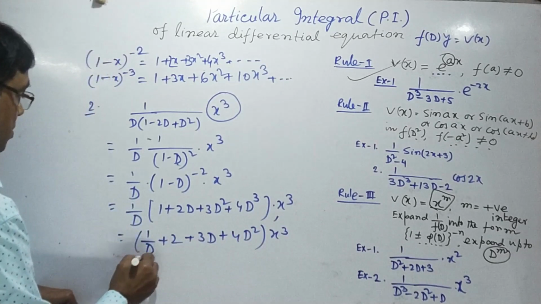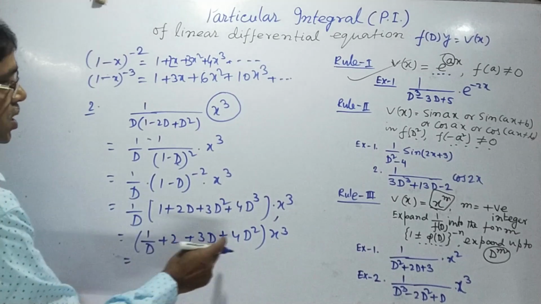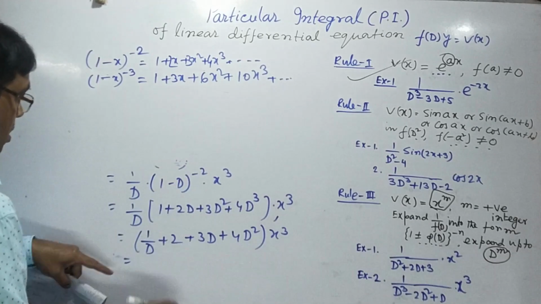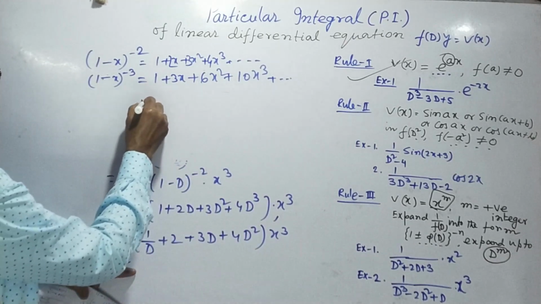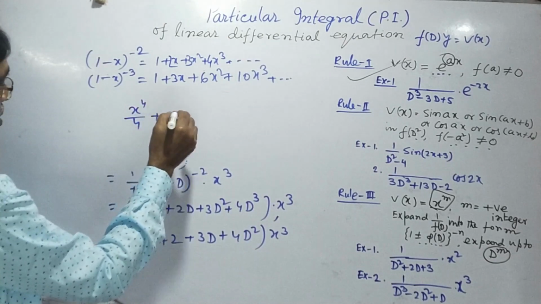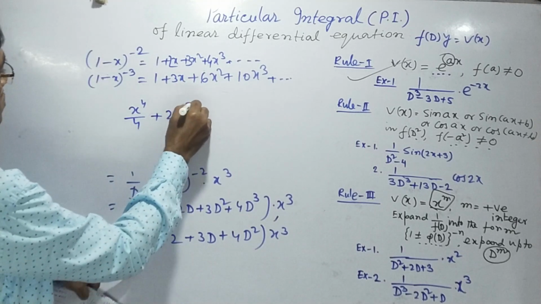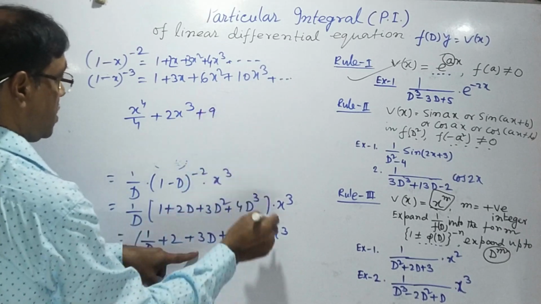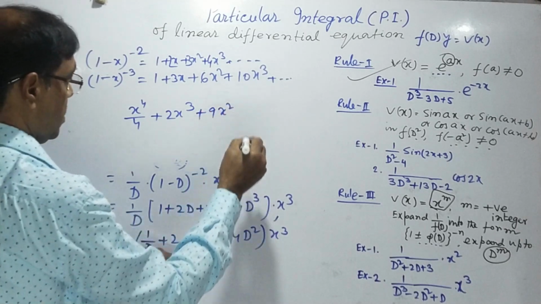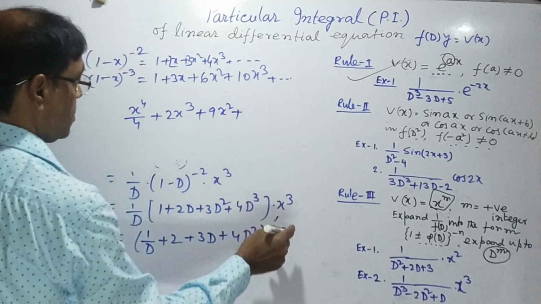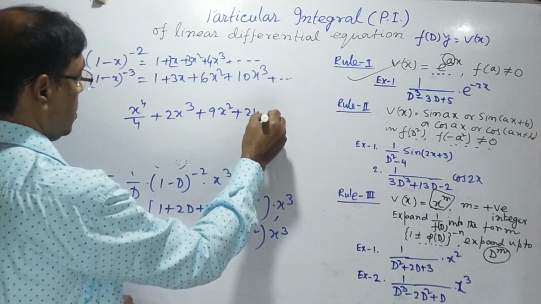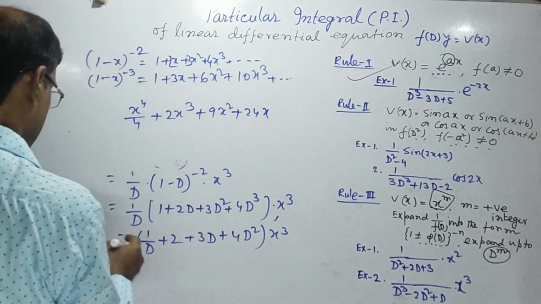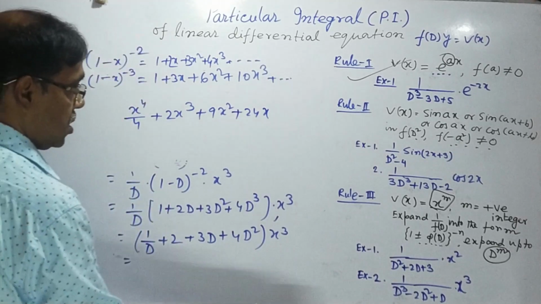So the result gives integration 1 by D means integration: x to the power 4 by 4 plus 2x cube plus 9x square plus 24x. Now problem 3 is completed.